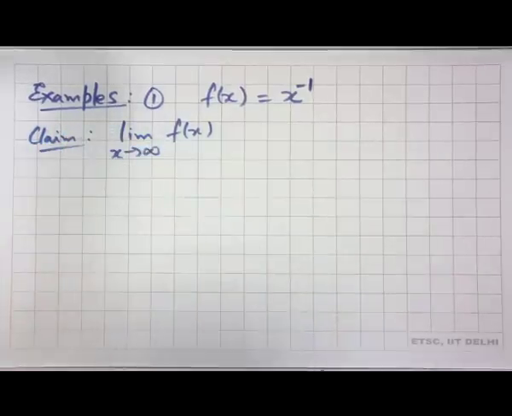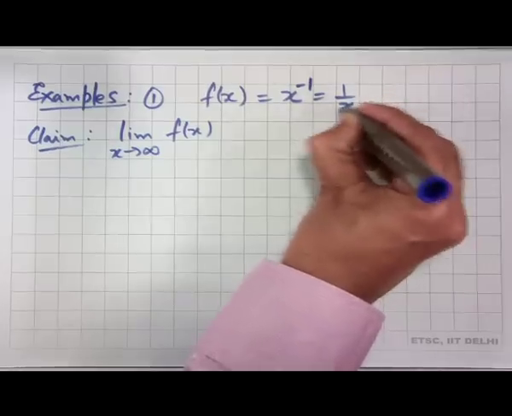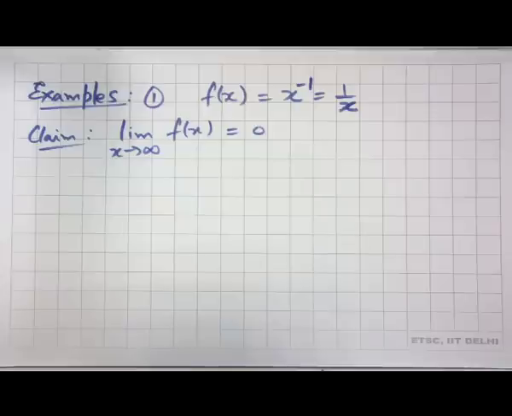So, what happens if you take f(x) equal to 1 by x, then if you take x to be a larger and larger positive real number, then 1 by x will become smaller and smaller, right. So, that means that if you take any positive, however small positive real number, you can make 1 by x to be smaller than that. So, this limit of f(x) should be equal to 0. Let us try to prove it rigorously.